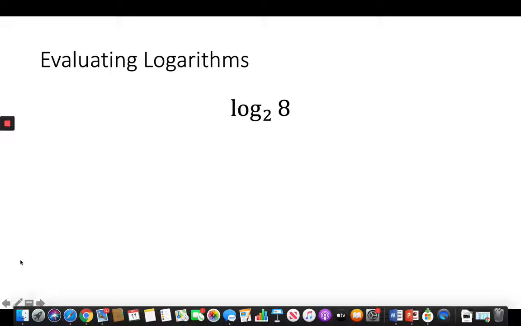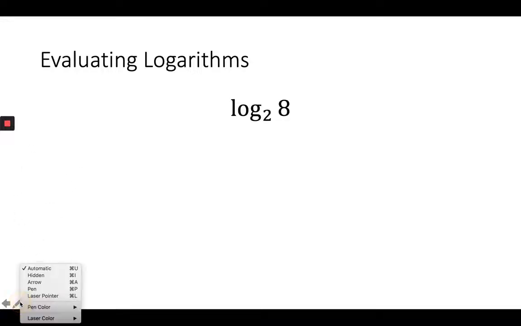All right, today we're going to work on how to evaluate logarithms. Yesterday we spent time changing the forms from exponential to logarithmic and vice versa. What we're going to look at is how to evaluate this. The first way I'm going to show you how to evaluate this is to rewrite it in exponential form.